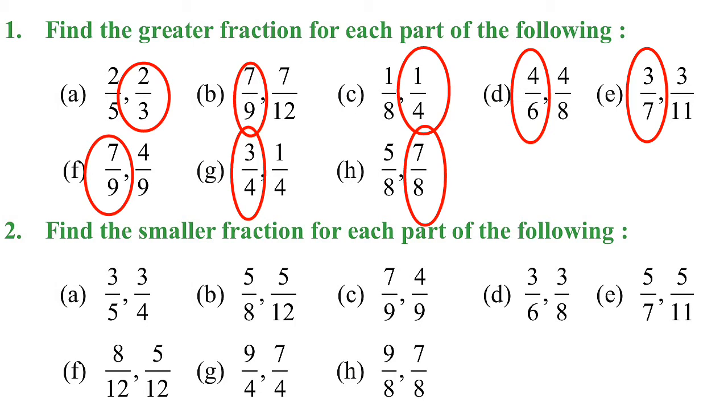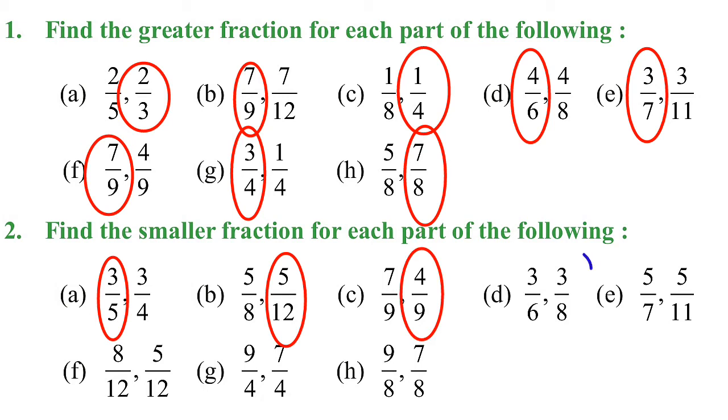Now second part, find the smaller fraction for each part of the following. Here you can see numerators are same, so smaller fraction is 3 by 5. यहाँ पे process उल्टा होता है अगर numerator same होते हैं, right? B part 5 by 8 and 5 by 12, so here smaller fraction is 5 by 12. C part 7 by 9 and 4 by 9. So here denominator same है तो process सीधा होगा. यहाँ पे smaller fraction is 4 by 9.